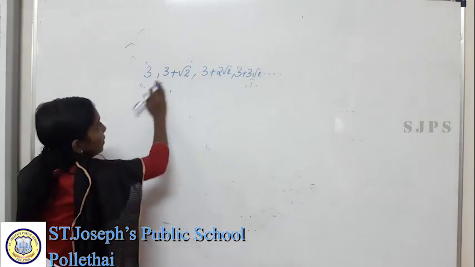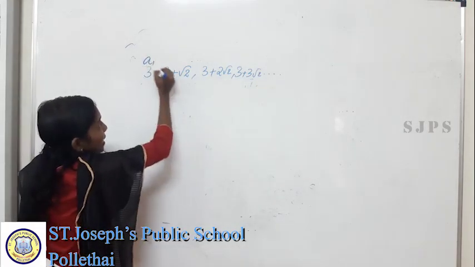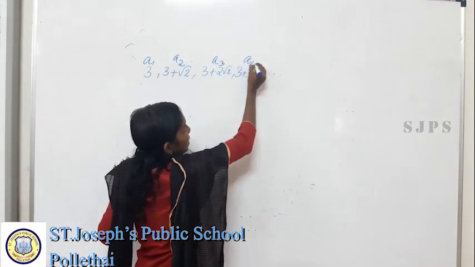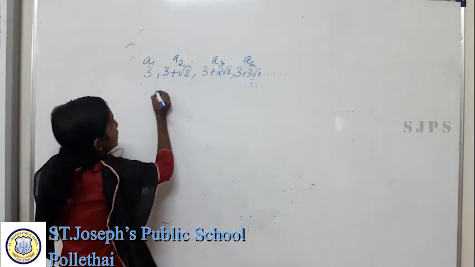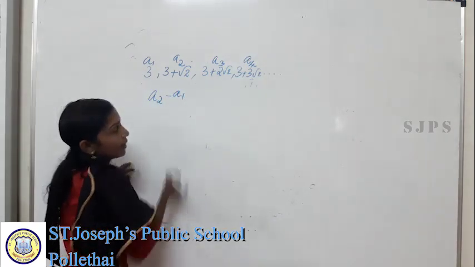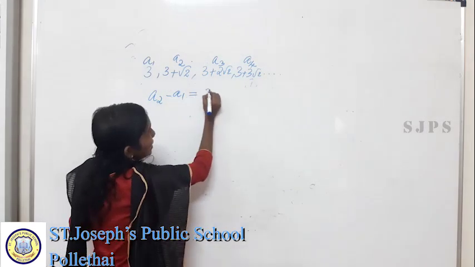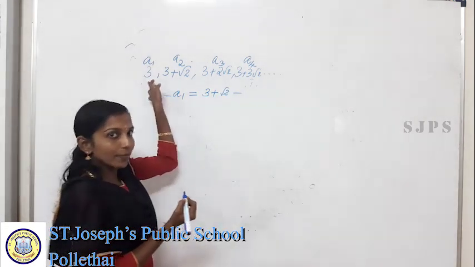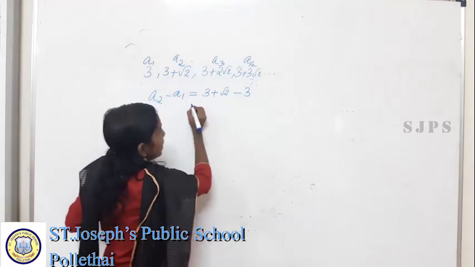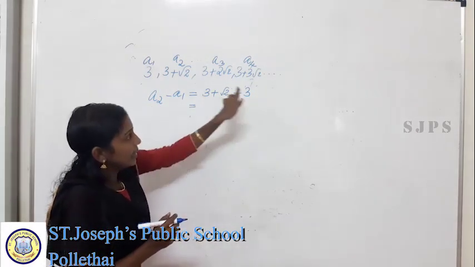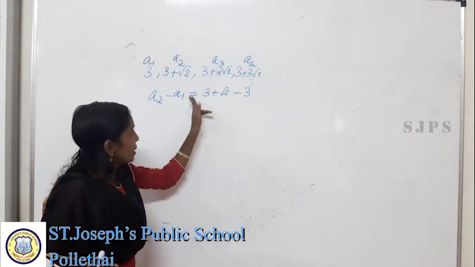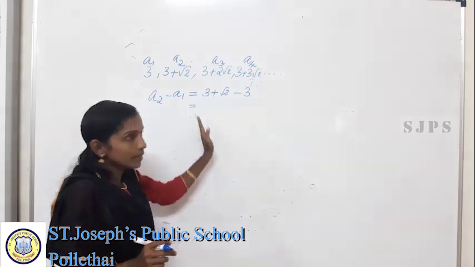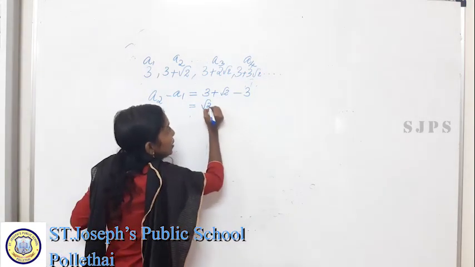Then take this as A1, it's A2, A3, A4. A2 minus A1, that is 3 plus root 2 minus 3. First term, or A1, is 3. Then subtract the two rational numbers here: 3 minus 3 is 0. So we get here root 2.